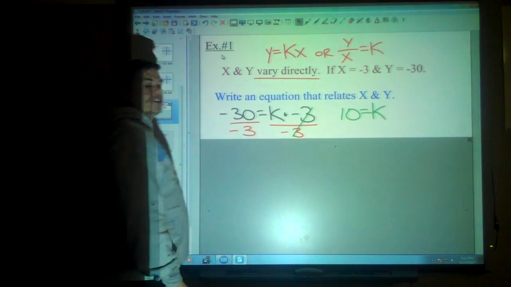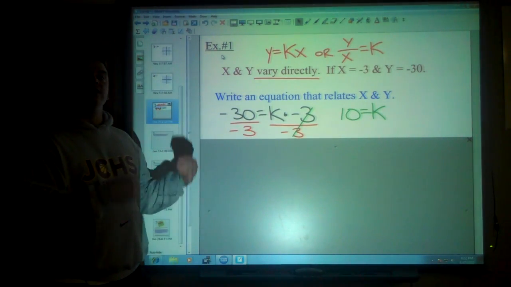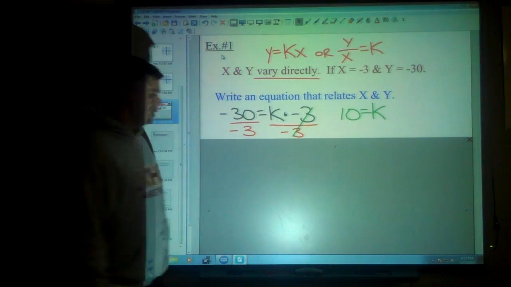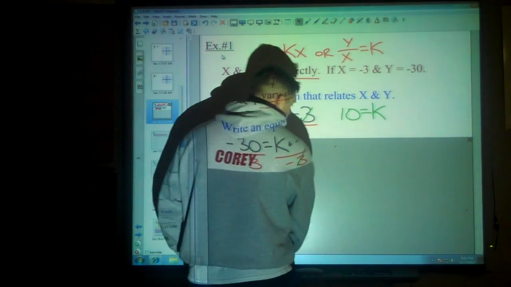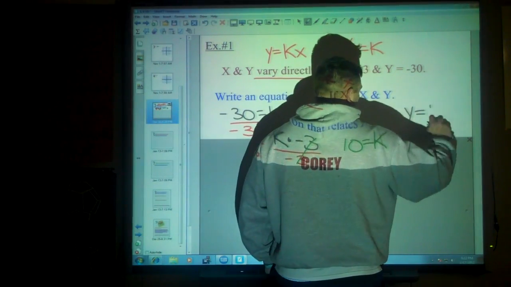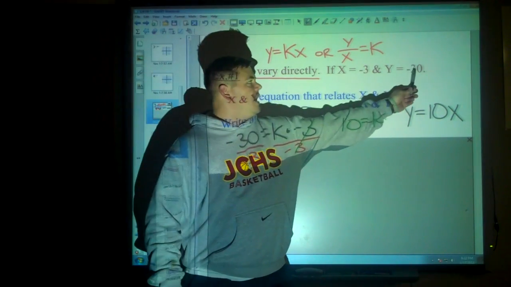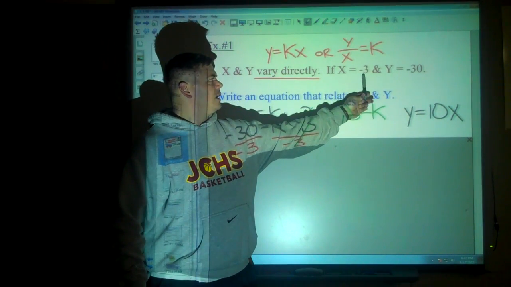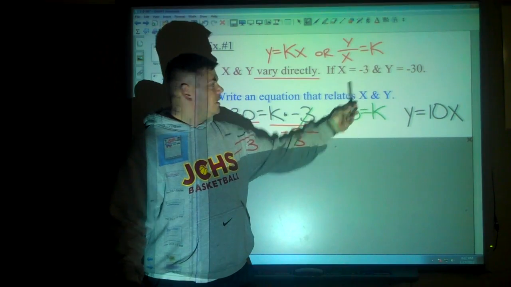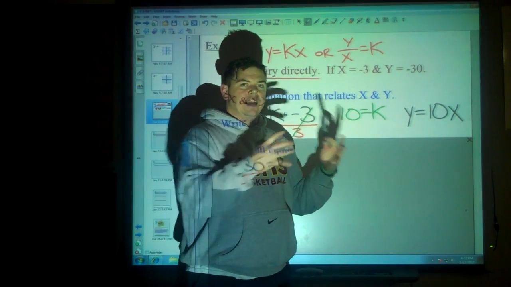Now if you stop there, I still have to mark it wrong. You need to write an equation that relates the two. So here's the relationship. Y is equal to 10 times x. Think about what it says up here. Is -30 10 times -3? Yes, it is. So this equation connects the two.